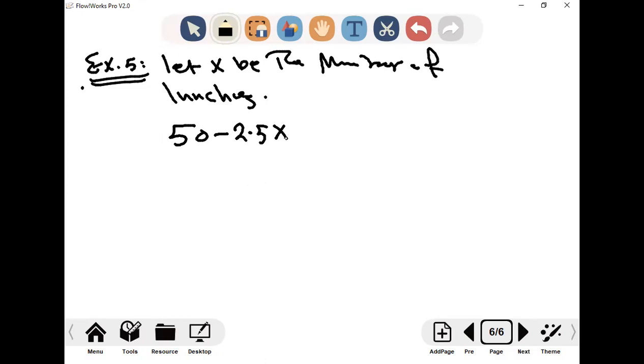We want at least what? What did I say before about Meredith? Come on, 2.5 what? X. She wants to have left how much? More than or equal to what? 12. Why? So she can go to the movie. More than or equal to what? 12.